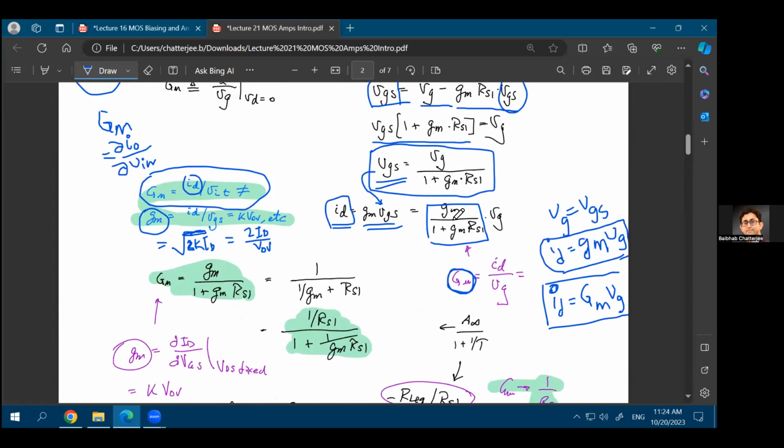But in this case, with the degeneration present, the uppercase gm is clear: you found out what your ID would be. Your ID is this lowercase gm divided by 1 plus gm times RS1, times VG. VGS is the voltage that you have applied to the system. ID is the current that you're getting out of the system. So this becomes the transconductance of the entire system, which is a degenerated version of the original transconductance of the MOSFET.